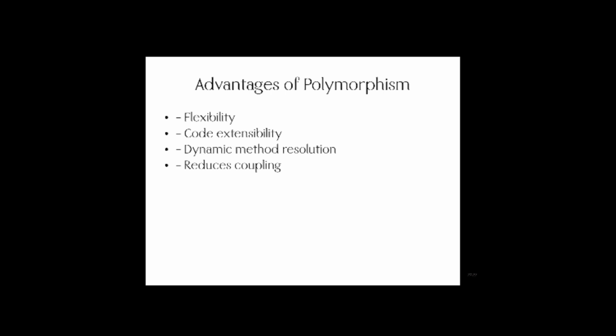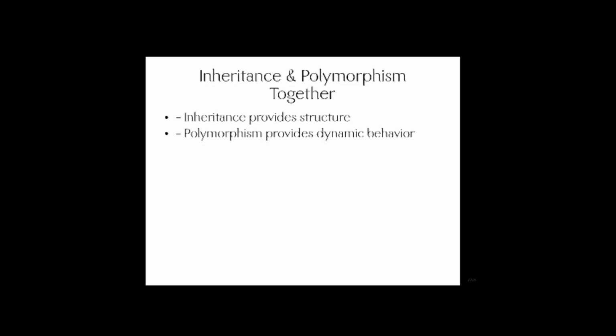Now let us move towards the next slide. The next slide is about inheritance and polymorphism together. Inheritance and polymorphism are fundamental concepts in Java object-oriented programming that often work together to create flexible and reusable code. Inheritance establishes an is-a relationship between classes where a new class derives properties and behaviors from an existing class. Polymorphism means many forms. It allows objects of different classes to be treated as objects of a common type.